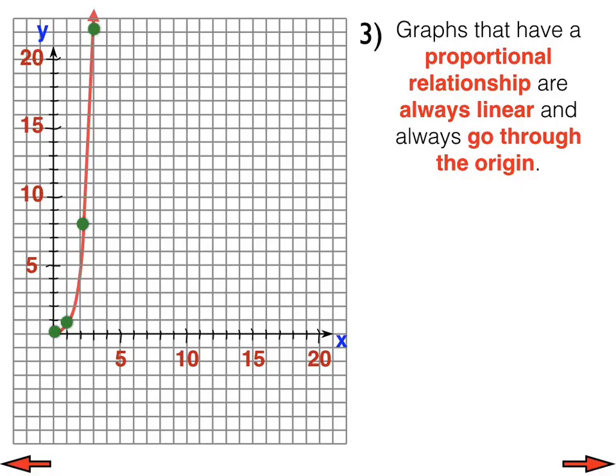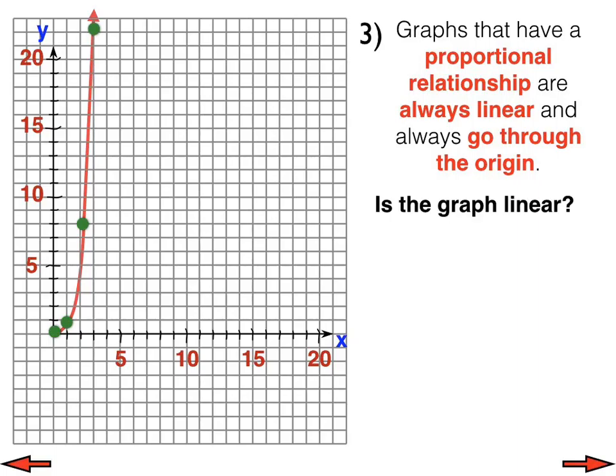And think about those two questions again. Answer the questions. Is it linear? And does it go through the origin? I want to know if this is proportional or not. You go ahead and take like 10 seconds and do that. Graphs that have a proportional relationship are always linear and always go through the origin.